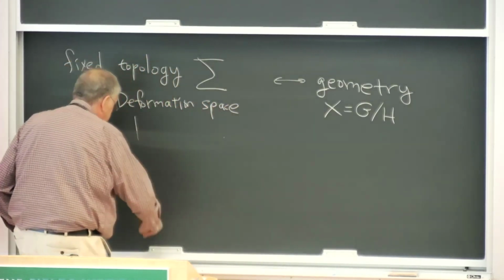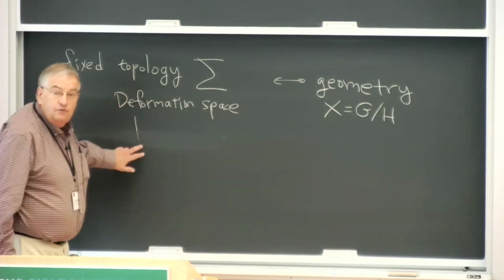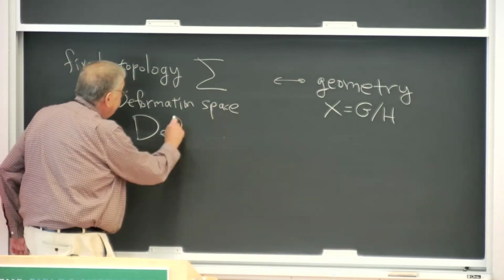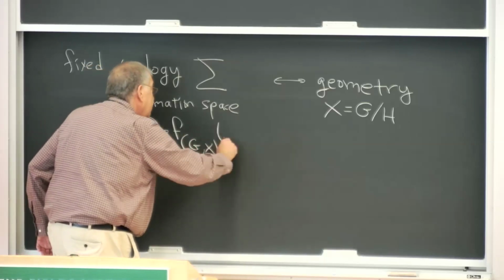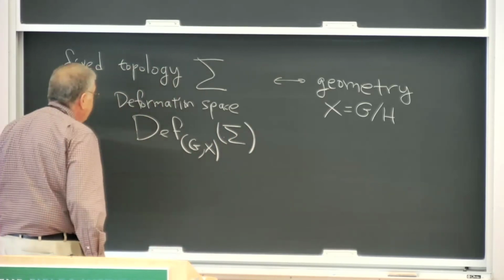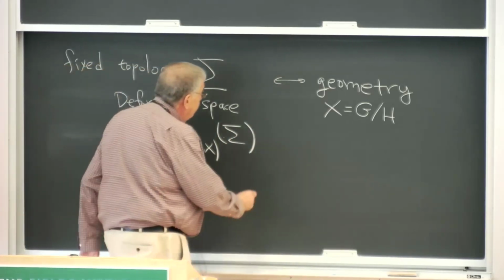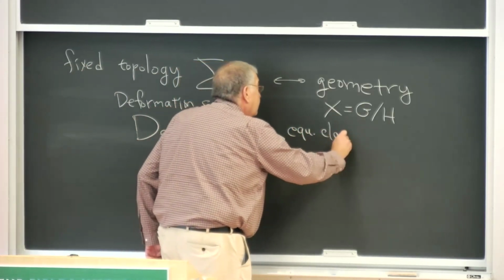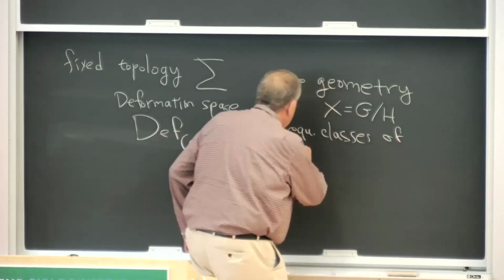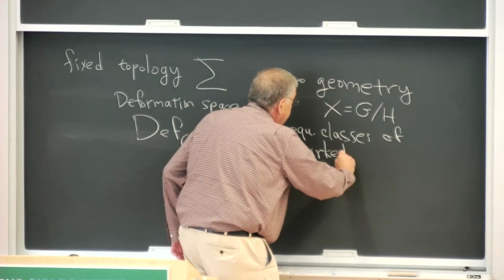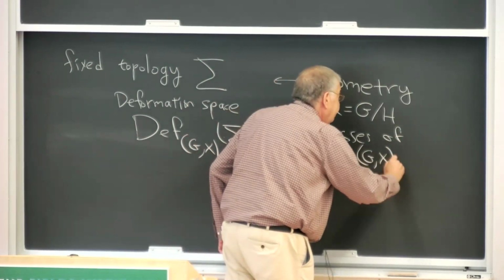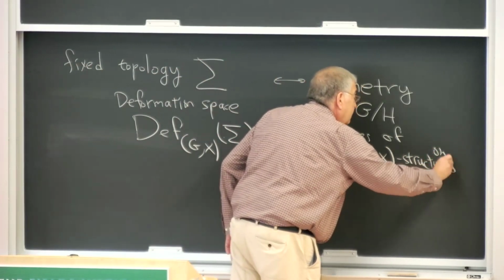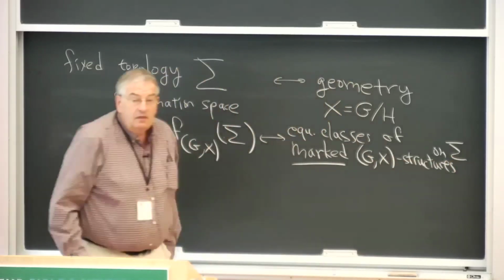So we have the deformation space of GX structures on sigma, and the points of which correspond to equivalence classes of marked GX structures on sigma, the topology. So this is very general.